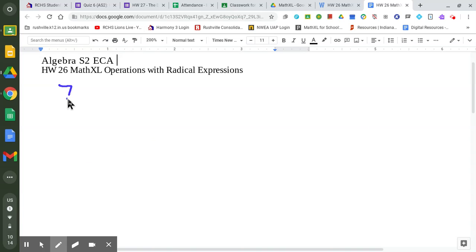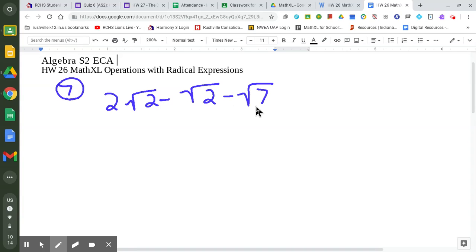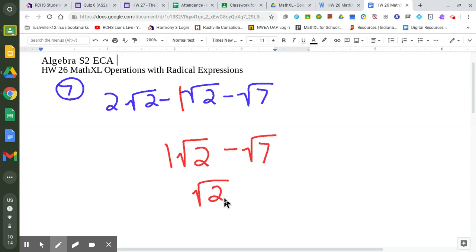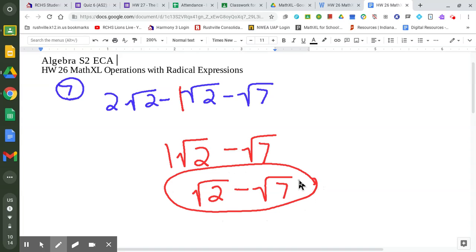Number 7, I have 2 radicals that are the same. And remember, there is an invisible 1 here. So I will take 2 minus the 1 and get 1 square root of 2, and then minus square root of 7. And in Math Excel, they may want to see square root of 2 minus square root of 7 without that invisible 1 in front. And that is my answer.